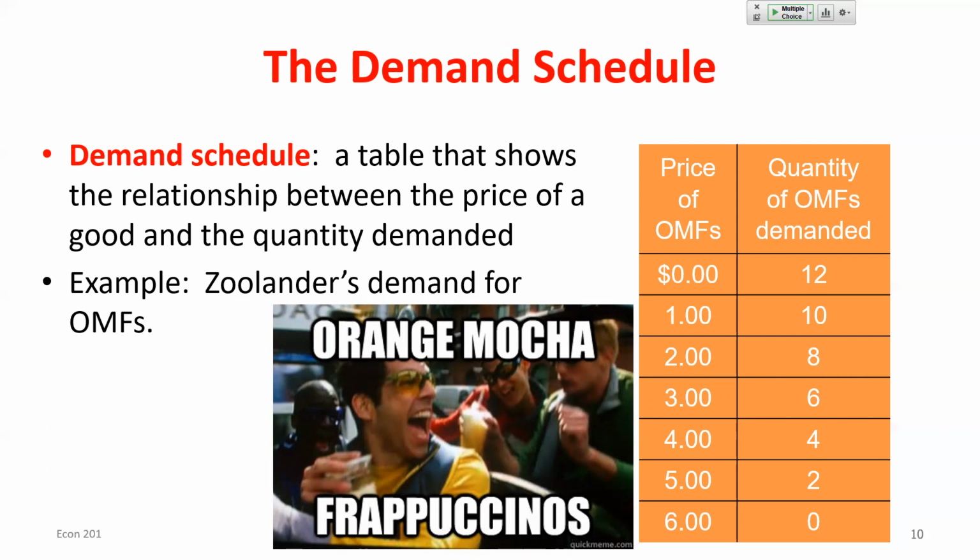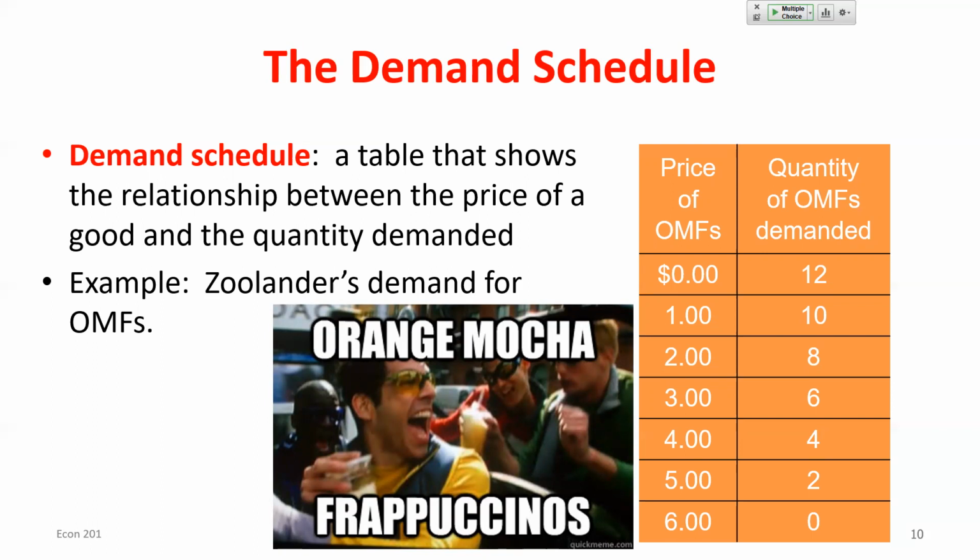Now notice here, I kept it nice and easy. For every $1 increase in the price, quantity demanded falls by 2 units. So going from 0 to 1, we see quantity demanded go from 12 to 10. It's falling by 2. And then if you increase the price all the way up to $6, this person won't buy anything. Okay?